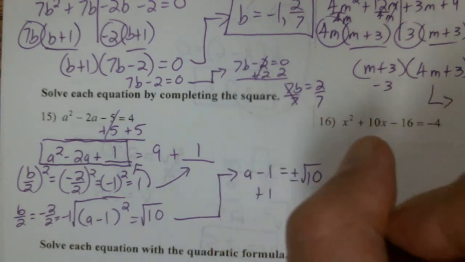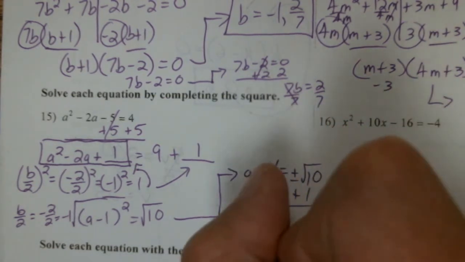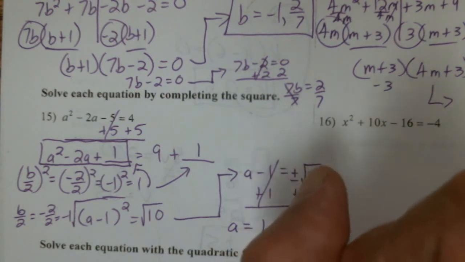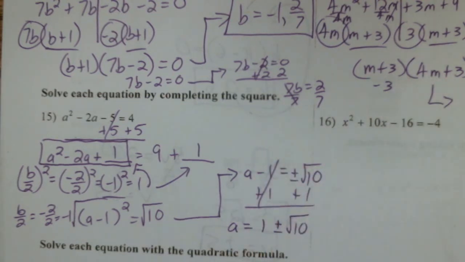The last step, I just need to move this 1 to the other side. So my final answer, I'm not adding the 1 to the radical. I've already seen a few of those mistakes. The 1 just stays on the outside, so it's just 1 plus or minus the square root of 10.